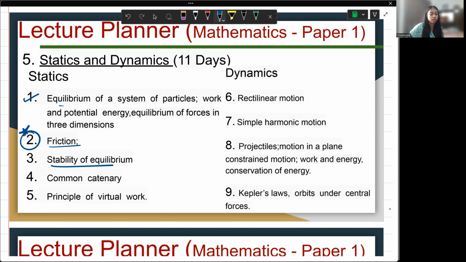Sorry, not in this one. That is later. Yeah, stability of equilibrium, common catenary, very important. Again, principle of virtual work. One question from principle of virtual work is always there.